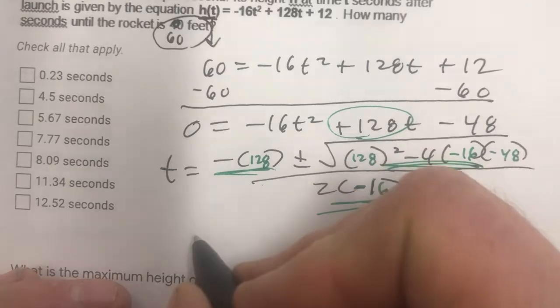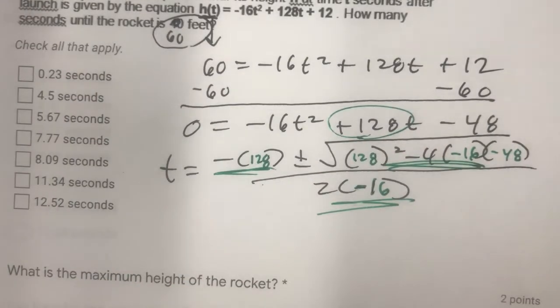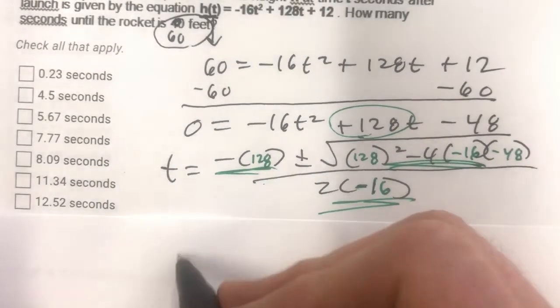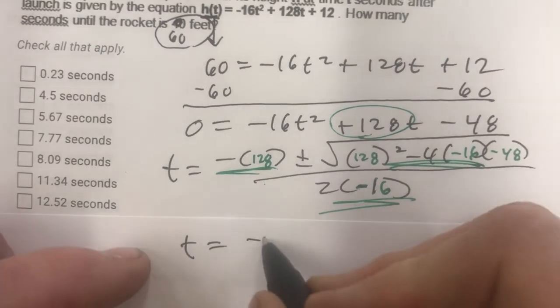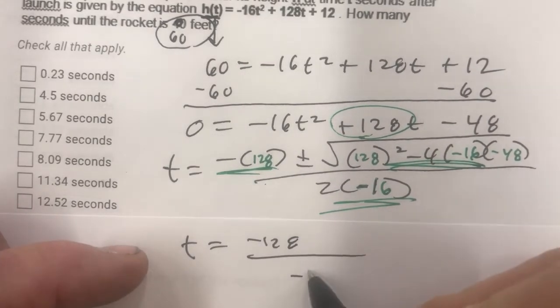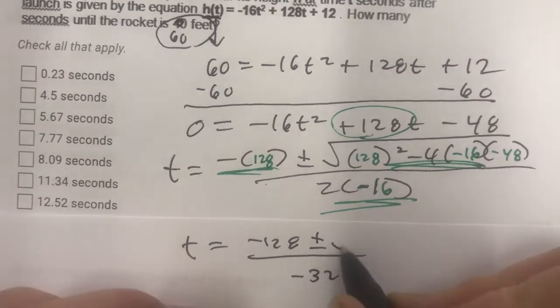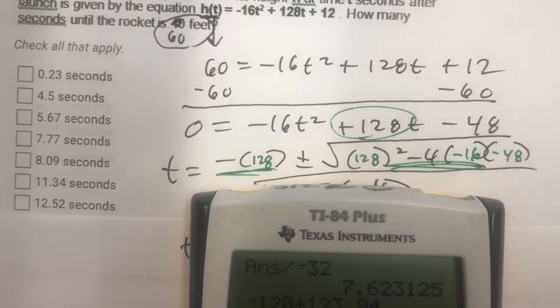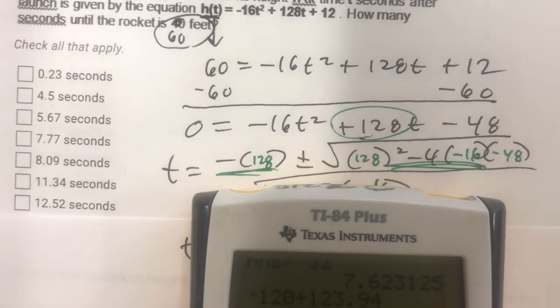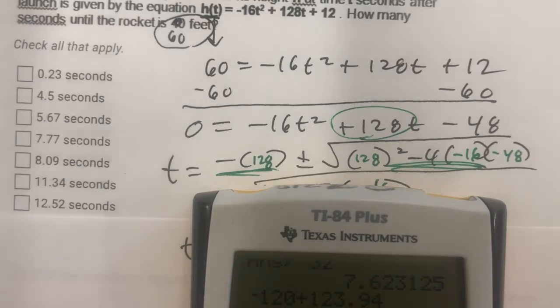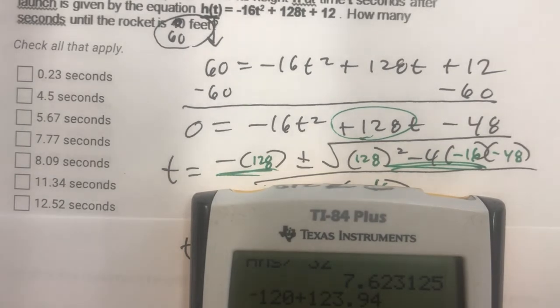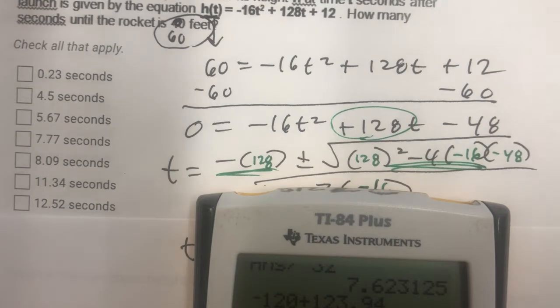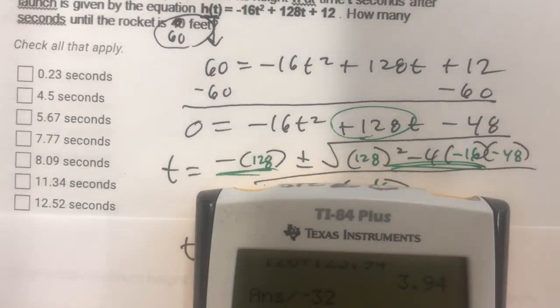Okay, so that means t equals negative 128. Down here, 2 times negative 16 is negative 32. And my radical, all right, let's punch this in. 128 squared minus 4 times negative 16 times negative 48. All right, 3216.